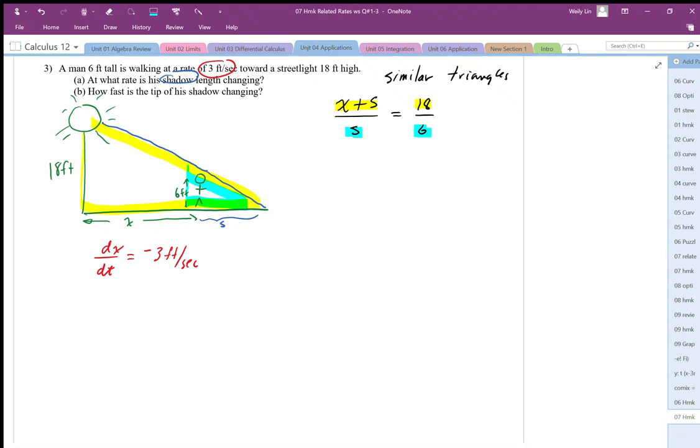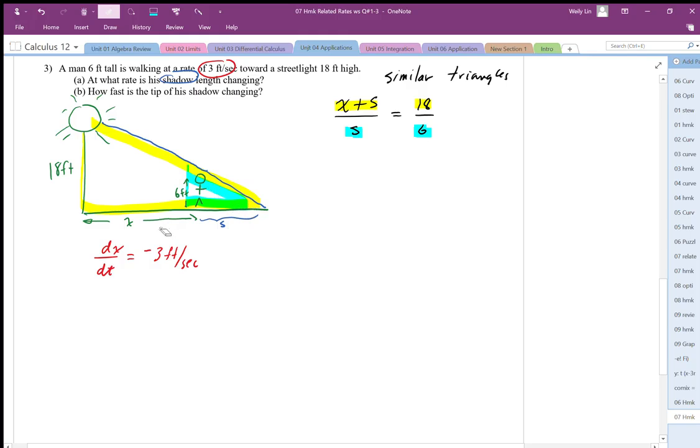Question number 3 from the related rates problem set says, a man 6 feet tall is walking at a rate of 3 feet per second towards a street light 18 feet high. So there's my man here. My street light is up here and he's walking in the direction towards the street light and he's casting a shadow.